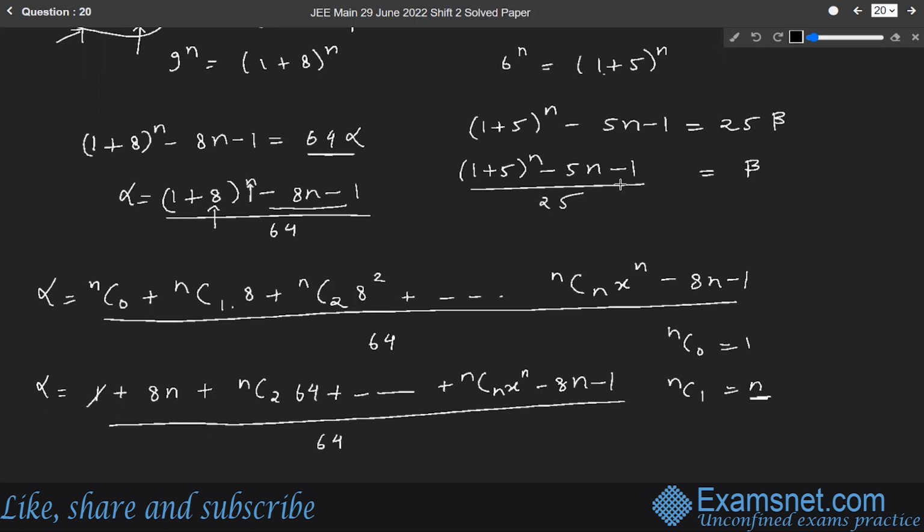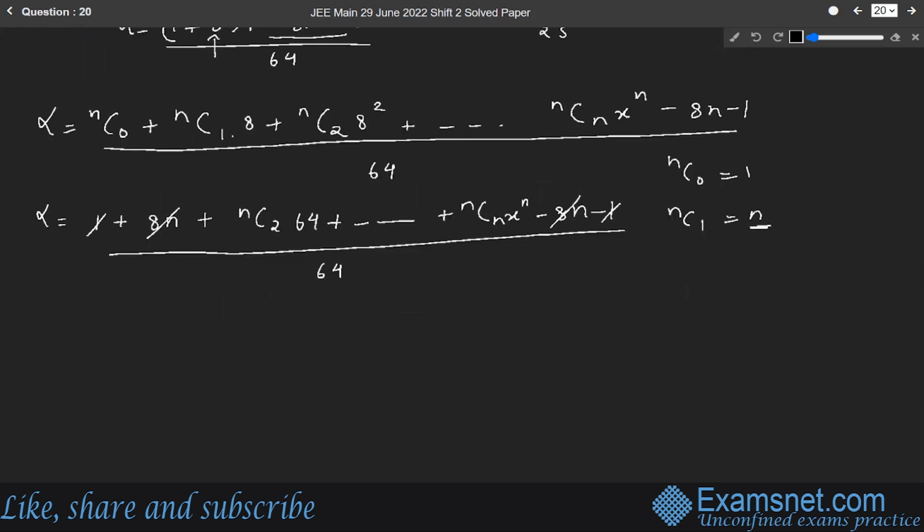This plus 1 and minus 1 will be cancelled. Plus 8n and minus 8n will be cancelled. So we have alpha equal to (nC2 into 64 + nC3 into 8^3 + ...) divided by 64. See, this is a series, okay? It will go up to nCn x^n, meaning 8^n, right? So this is the basic form, right?